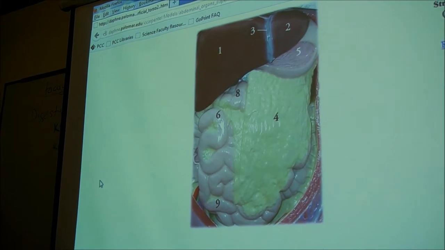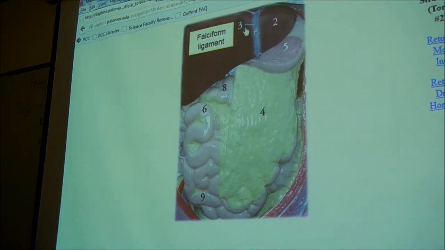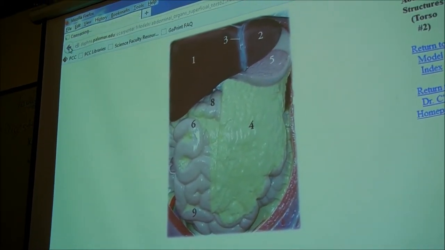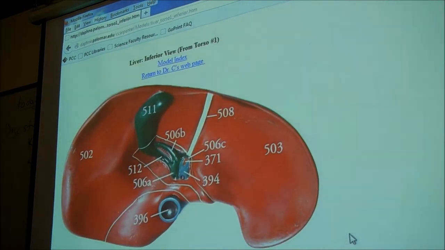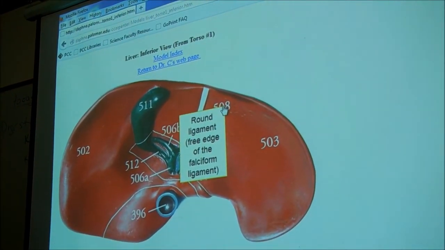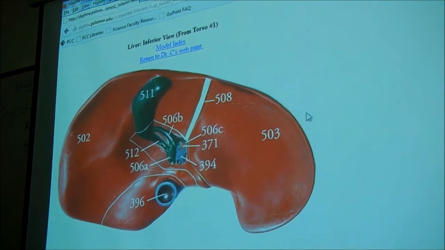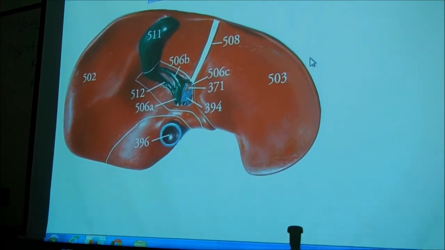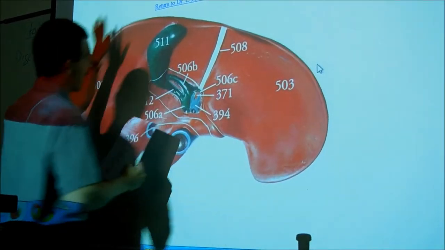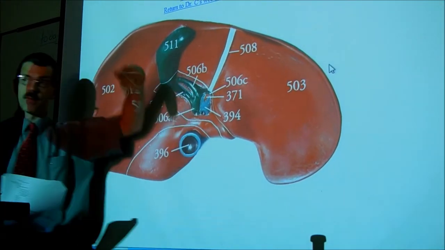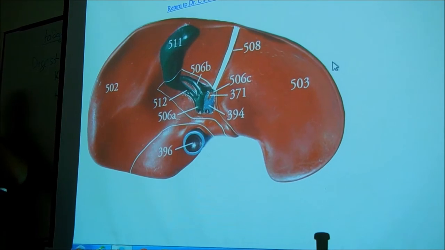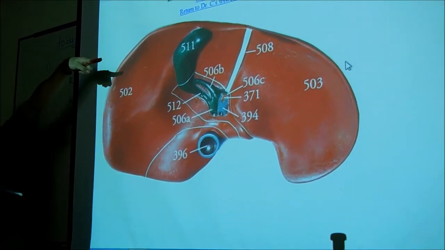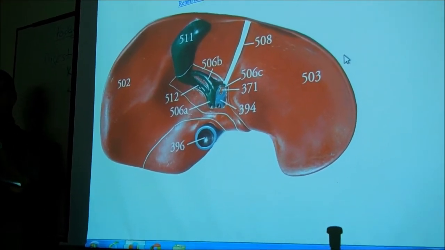They're the same thing. If you flip this around, it becomes round on the back of the liver. So if I flip the liver over right here, 508 is what was on the opposite side as falciform. On the inside, it's called round. This would be the right, this would be the left. They just tipped it up. With me? So then you're going to find the green thing. What's 511? That's the gallbladder.